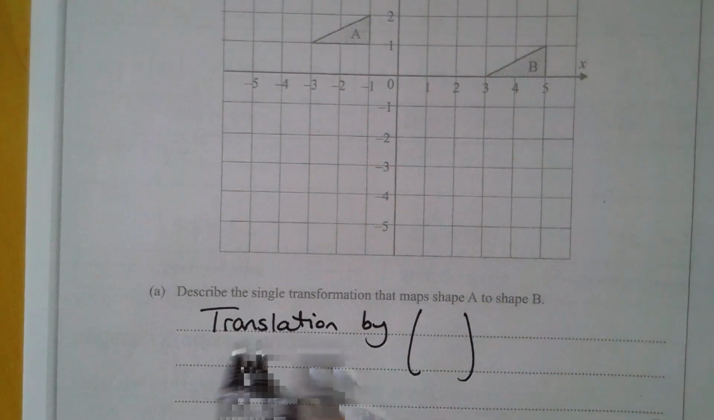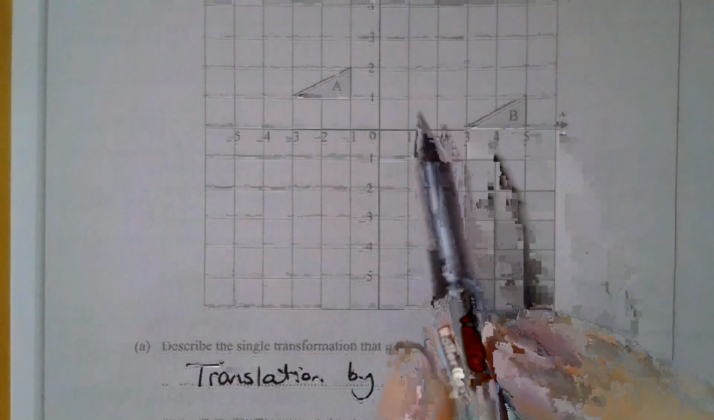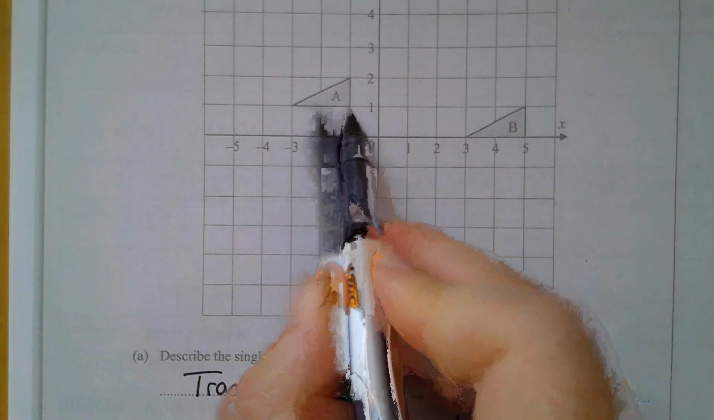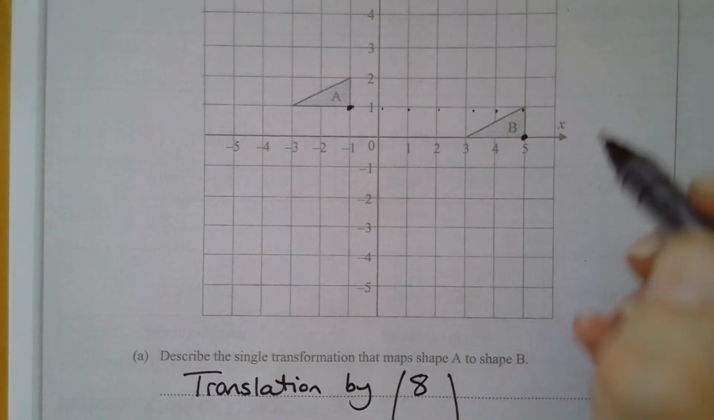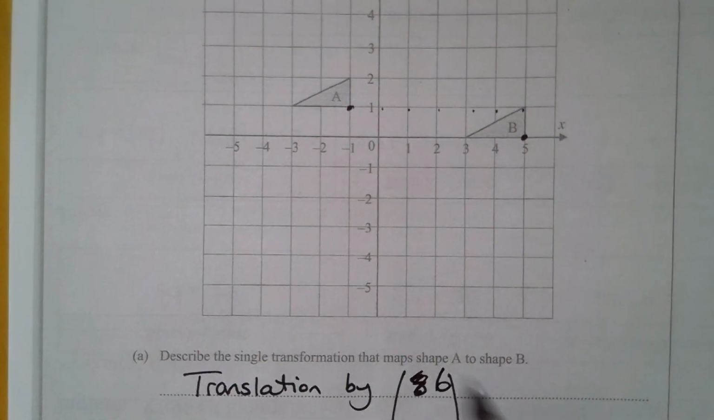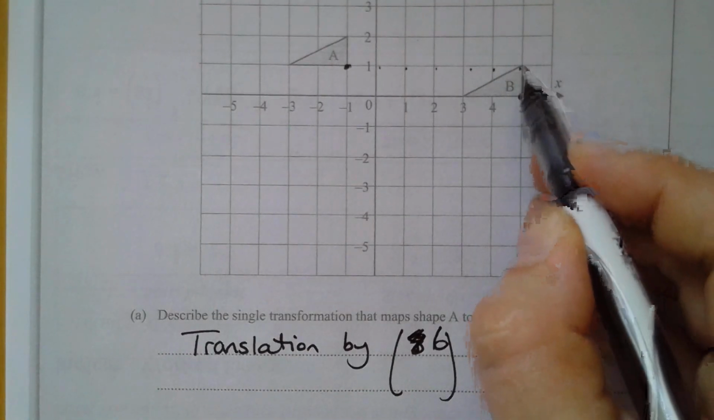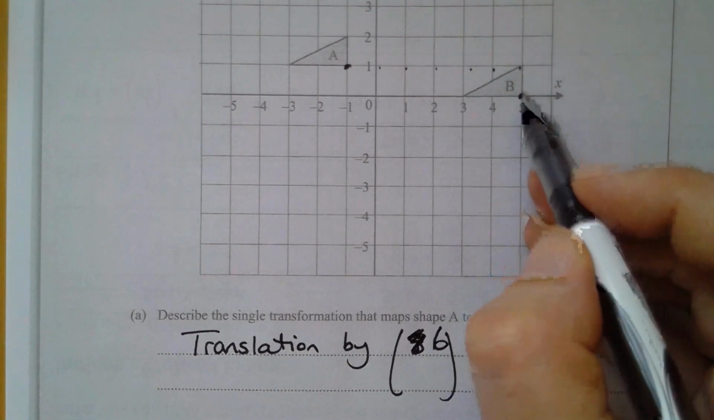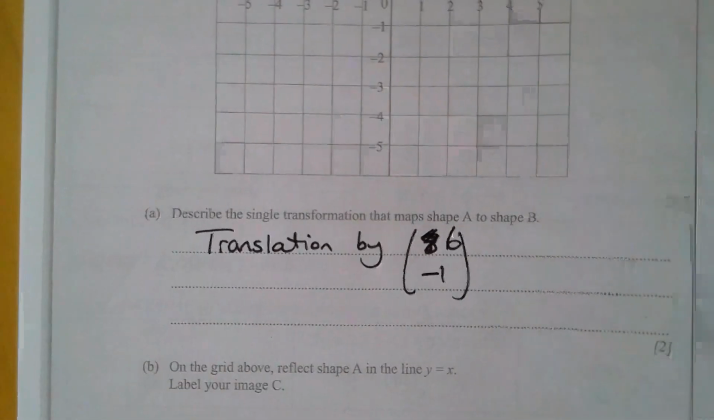That's what you need to write for a translation, but you need to work out what that vector is, the movement. So we're going from this point here, say, to this point here. They're the corresponding points. We're going to count 1, 2, 3, 4, 5, 6 in the positive x direction. 6 would be helpful there. And then we're moving down 1, not up. Up would be positive, down is negative, so it is (6, -1).